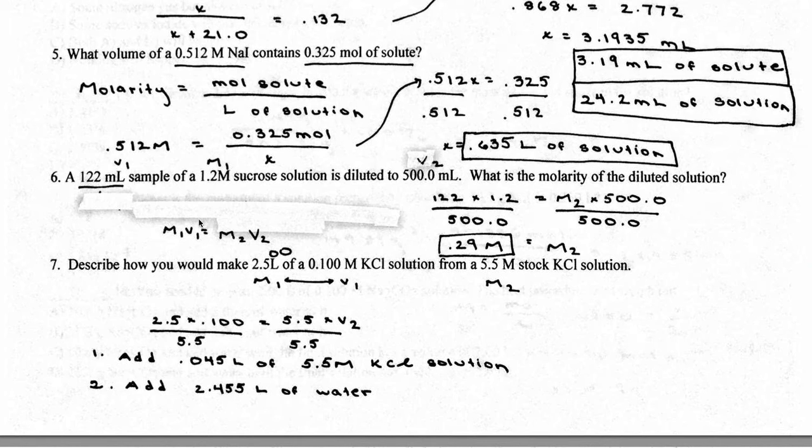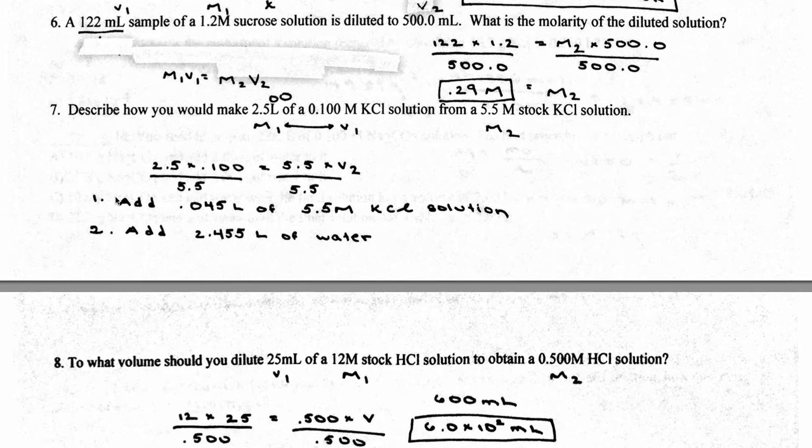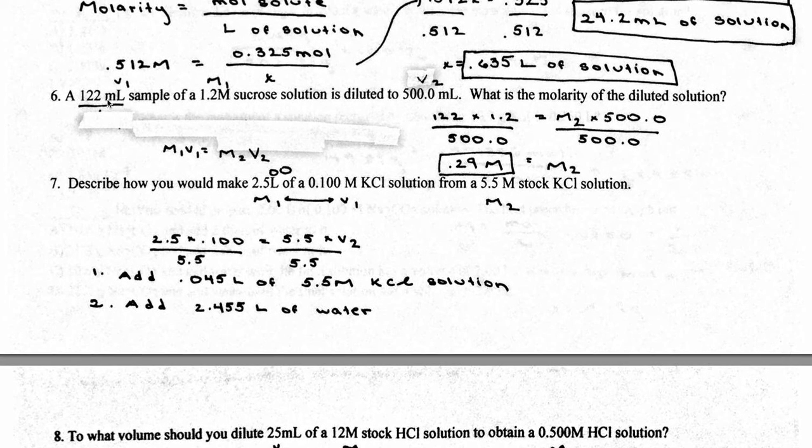All right, for here, what I'm doing is I'm taking a volume of a sample, okay, and it's 122 mL of this 1.2 molar solution, and I'm diluting it. So as soon as you see the word dilution, or you're seeing 2 different volumes or 2 different concentrations, automatically you should be using this formula, M1 V1 equals M2 V2.